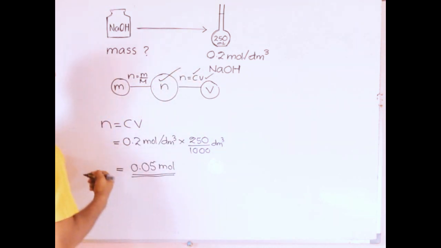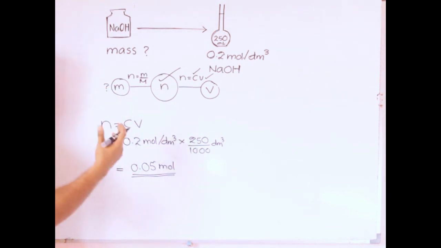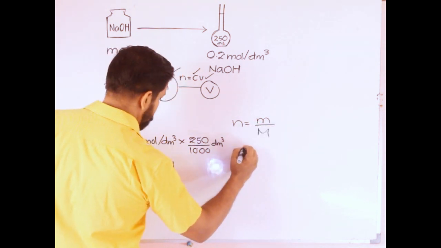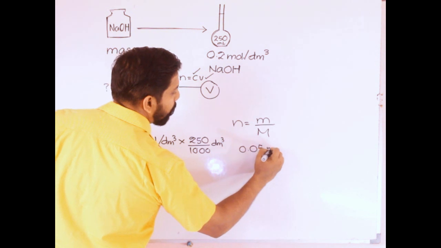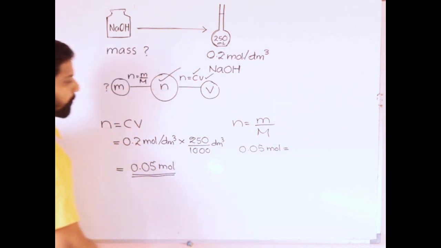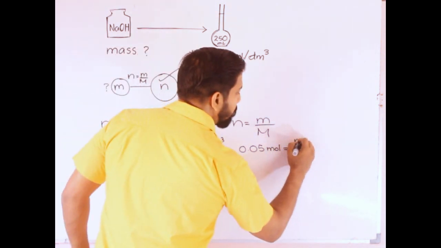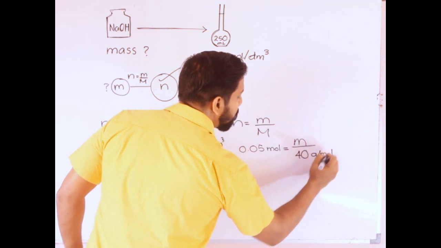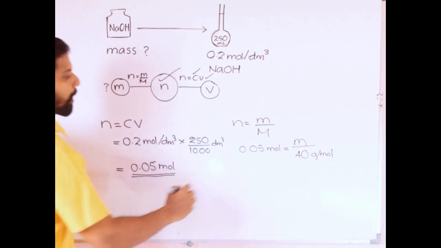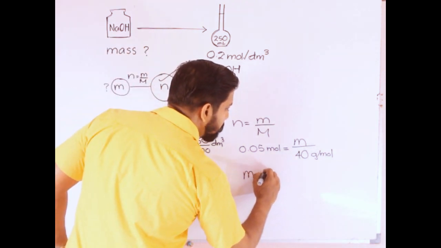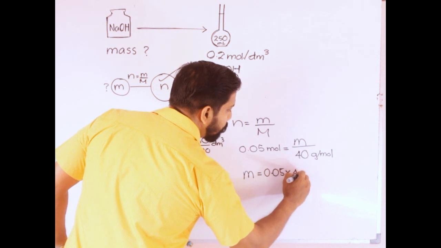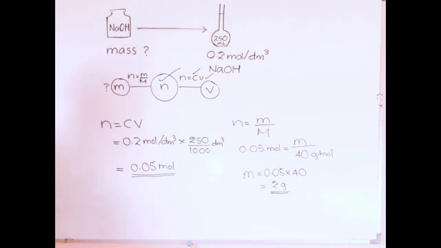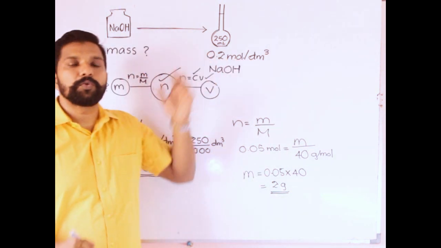Now you need to find the mass. So we are going to use n equals m over capital M now. Moles we know, 0.05 moles should be taken, and the mass that we have to measure is simply m. Molar mass is 40 grams per mole. I explained during the previous example how to do it. And the mass is going to be 0.05 into 40. It is 2 grams of sodium hydroxide necessary to prepare this solution.